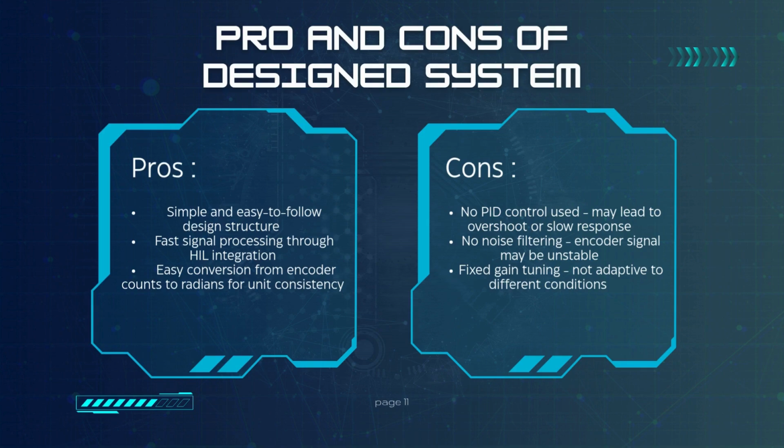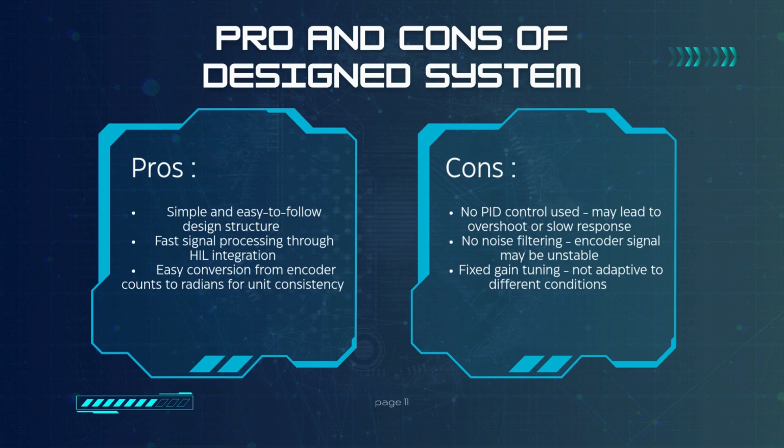Second, fast signal processing through HIL integration. By using HIL functions like HIL Read and HIL Write, we get minimal delay between data input and output. This ensures the control system is responsive and fast enough for real-time operation.